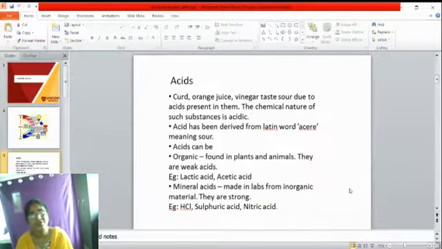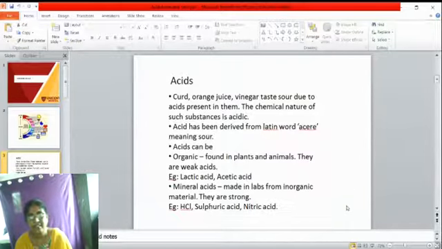Now the classification of acids. Acids are divided into two types: organic acids and mineral acids. Organic acids are those acids which are found naturally, that is, derived naturally from plants and animals. They are weak acids. Examples of these are lactic acid, acetic acid, citric acid, malic acid. So these are some of the examples of organic acids.